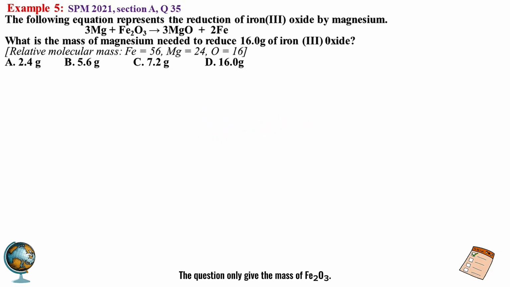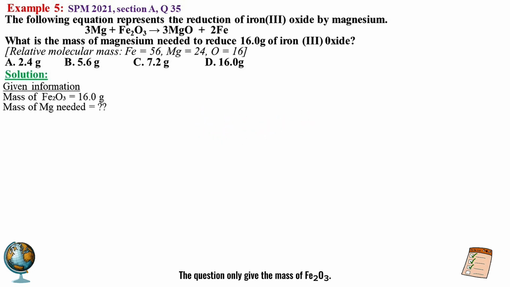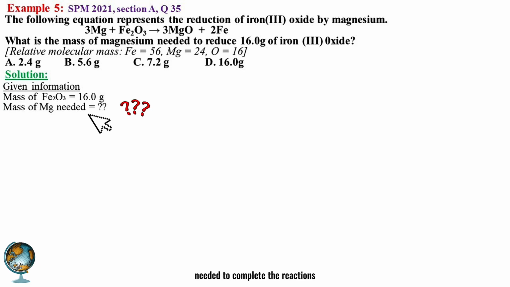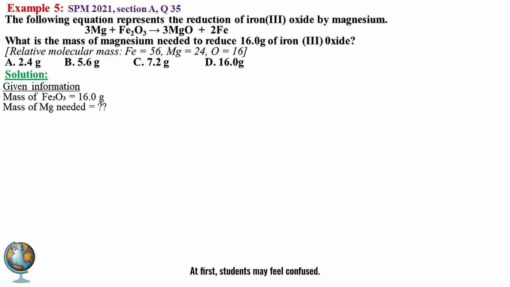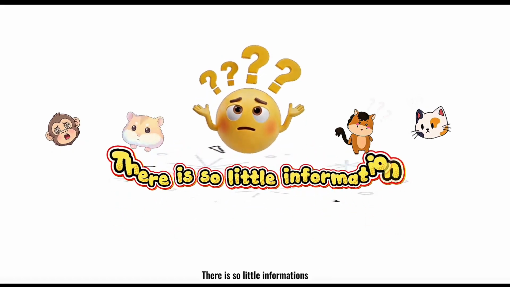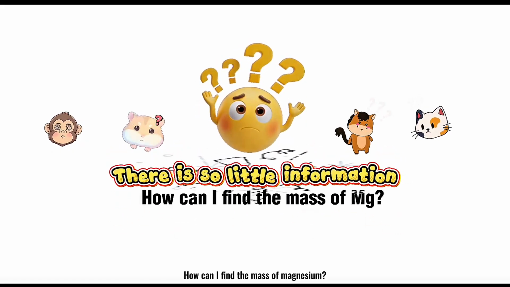The question only gives the mass of iron 3 oxide, which is 16 gram, and the relative atomic masses of the atoms. Without any other information, the question asks for the mass of magnesium needed to complete the reaction. There is no other numerical information. At first, students may feel confused. There is so little information. How can I find the mass of magnesium?